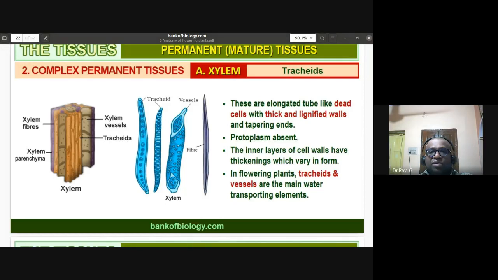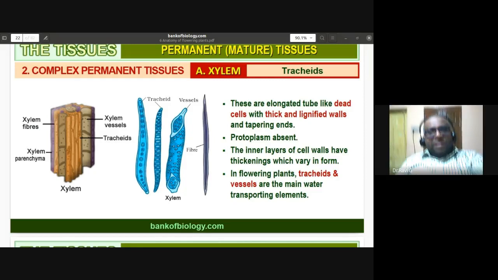So you have to remember the tracheids here. They are elongated, tube-like dead cells and they have a thick and lignified wall. If you look into the first two diagrams here, they are tracheids. They are elongated, dead, tube-like cells with thick and lignified walls, and they have tapering ends. Protoplasm is absent in the case of tracheids.